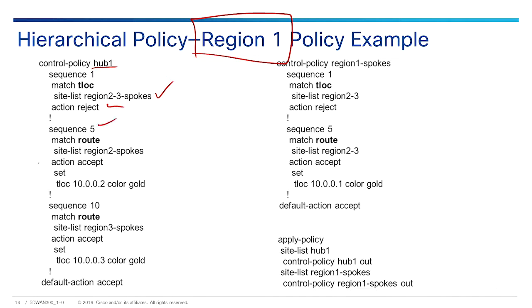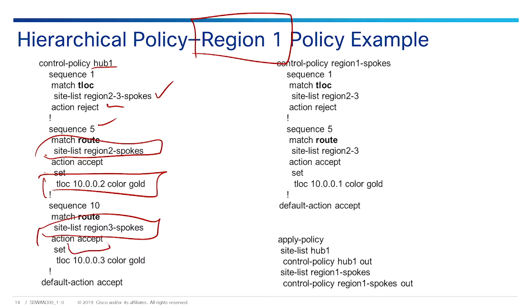Our sequence 5 is to match the routes from region 2 spokes and accept them, and set that TLOC to be going to the region 2 hub. Okay? Then sequence 10, our site list is region 3 spokes, where the action is also accept to go to the region 3 hub, and then accept all others. All right? And then on the spokes themselves, for region 1, we're going to match the TLOC for site lists 2 and 3 and reject them as well. Okay? So the spokes are going to see those region 2 and 3 spokes and reject those spokes because they don't want to see those spokes. They only want to see the hub for hub 1.